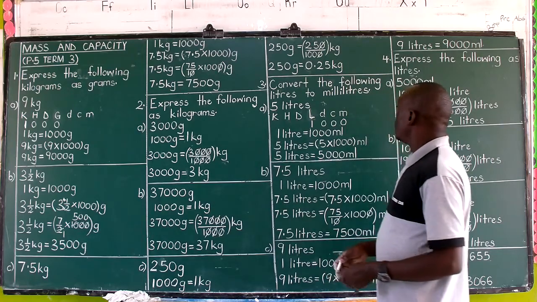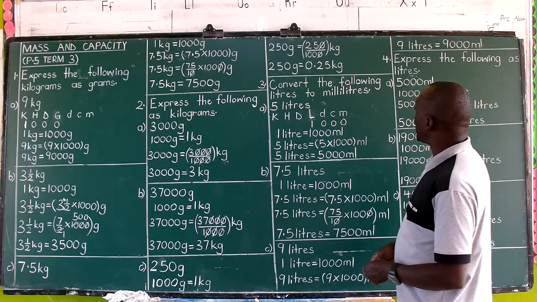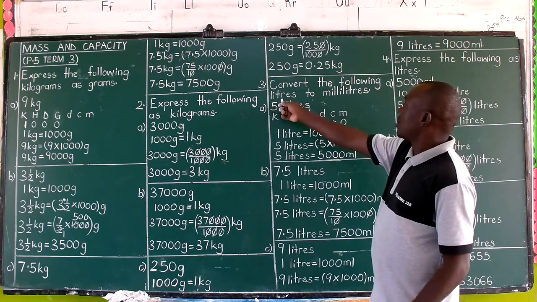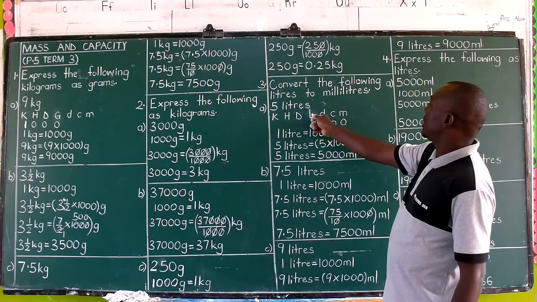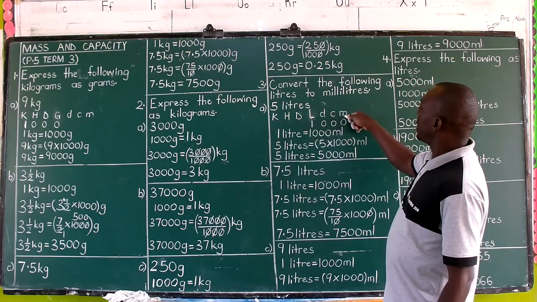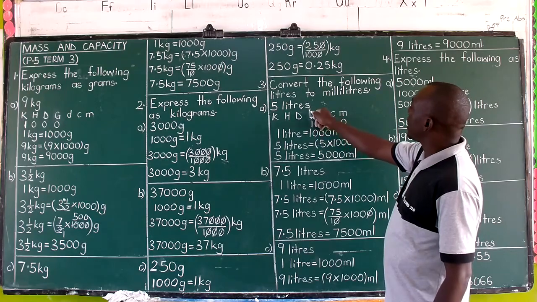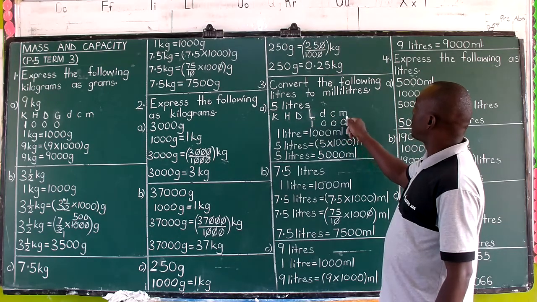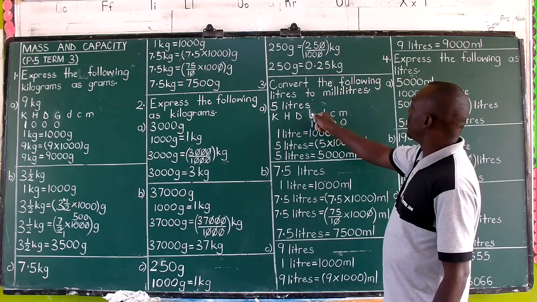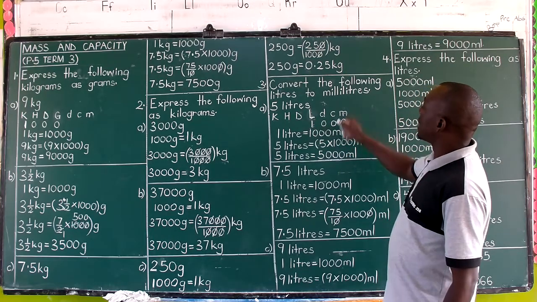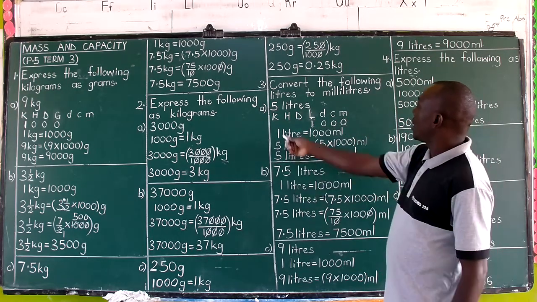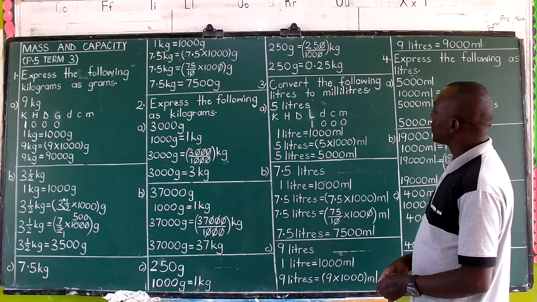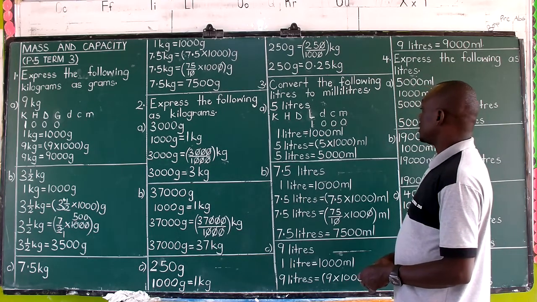So now we are going to see what we are concerned with. We are concerned with the liters and milliliters. L means liters, and M means milliliters. So write 1 against L. Then write the zeros up to M, so that you get to know that 1 liter is equivalent to 1,000 milliliters. So you say 1 liter equals 1,000 milliliters.